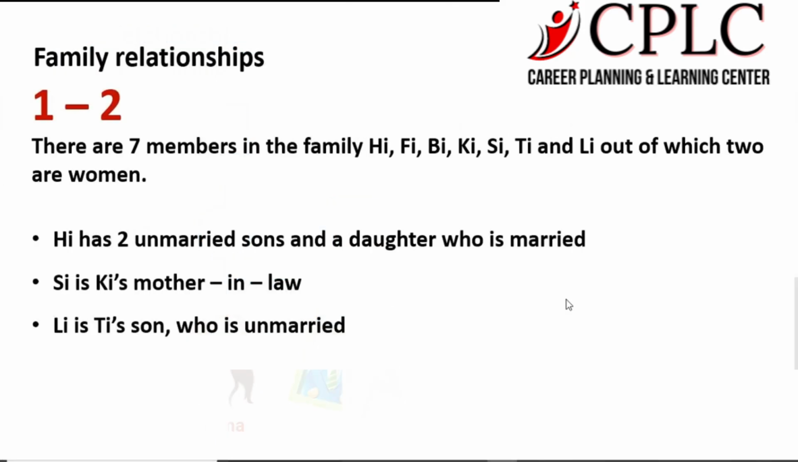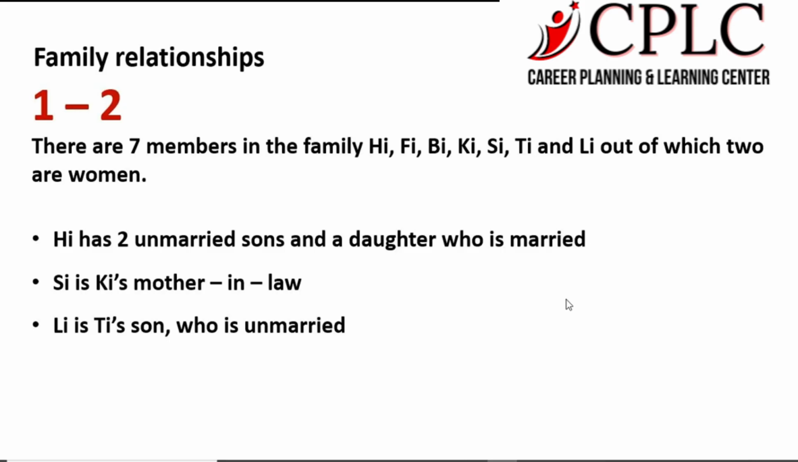So pause the video, read the question, and we can see the solution. Okay, so the question is: 7 members are there in the family, out of which 2 are women. Now we know which 2 out of those 7 are female. So let's see how we are supposed to go about it.